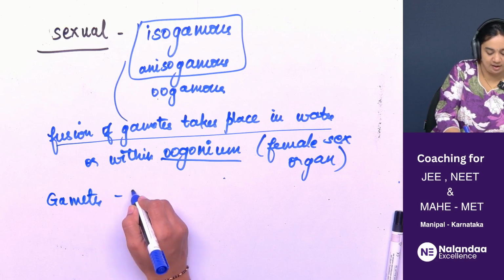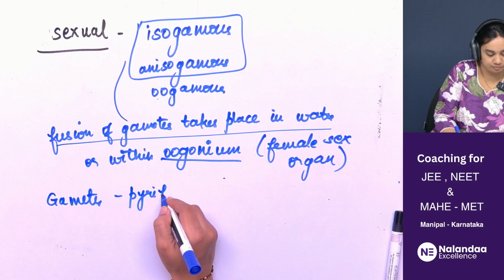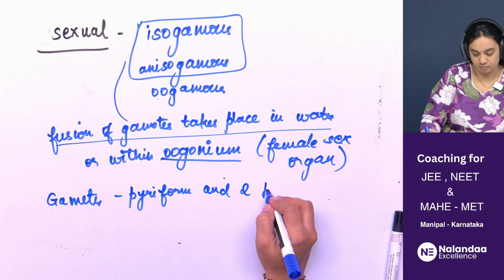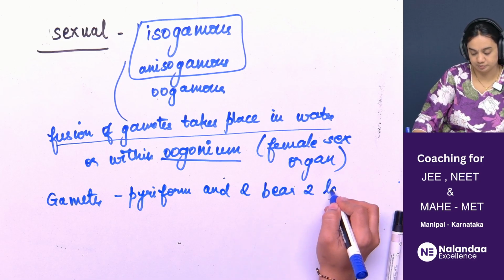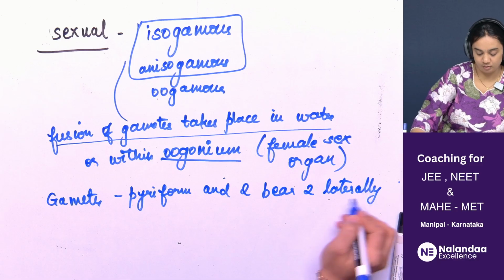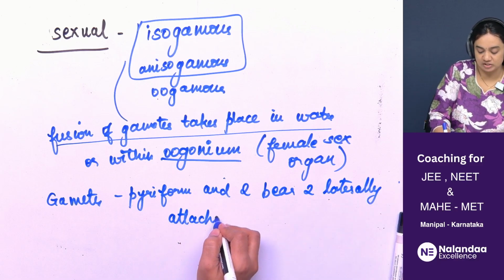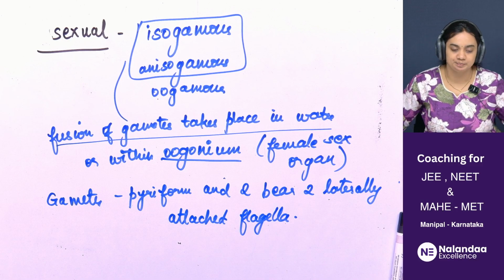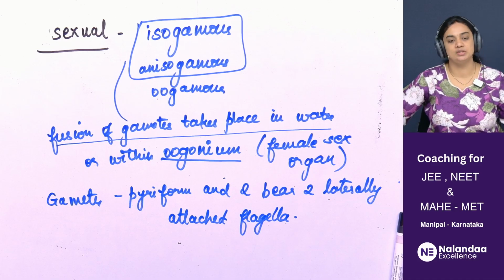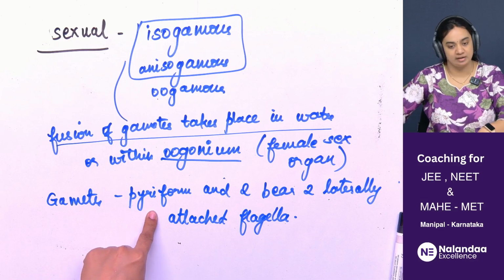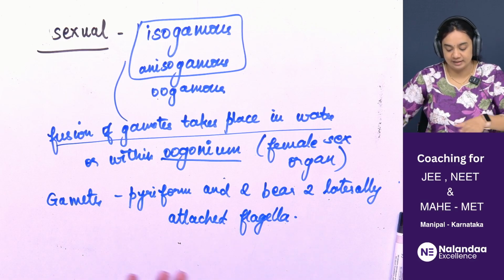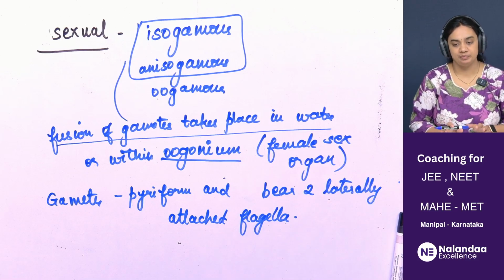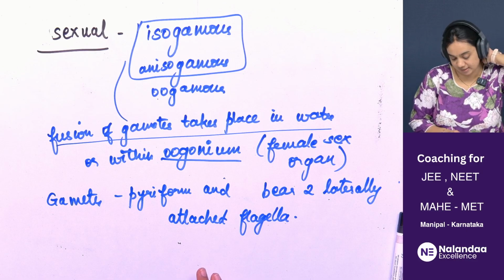Then the gametes again are pyriform and bear two laterally attached flagella that are unequal. So be it the zoospore or the gamete, they are all the same. The gametes or the zoospores will be pear shaped, pyriform, and they bear two laterally attached flagella that are unequal. Is this clear? This is about the morphology of the gametes and the spores.